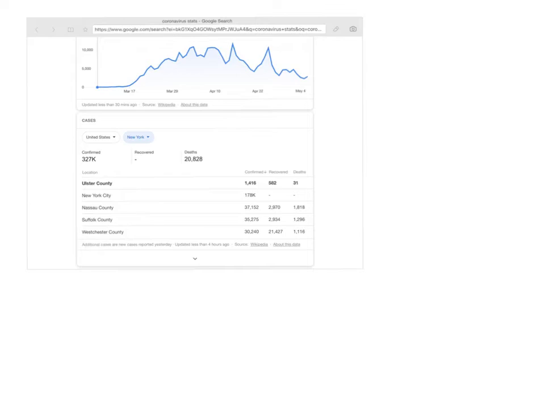So I know the total confirmed cases in Ulster County, but we don't have a whole lot of room, is 1,416. Okay. I know the people that have died in Ulster is currently 31. The total confirmed cases for the whole state, so the whole state is Ulster and not Ulster together, that's going to go in my final total: 327,000. So this number is going down here. And then the total deaths is 20,828.